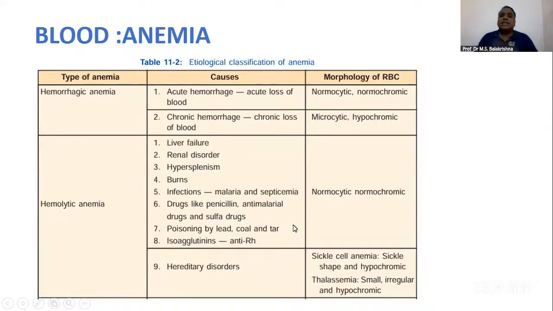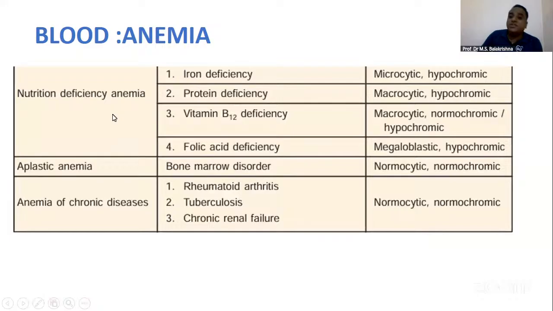Now in anemia, due to loss of blood, the hemoglobin content comes down. Various reasons are there: hemorrhagic anemia, loss of blood, and hemolytic, breakdown of RBCs. These are the causes you should know. Then nutritional deficiency anemia. This is the classification, and different types also you can call it. Nutritional deficiency anemia includes iron deficiency anemia, protein deficiency, vitamin B12, and folic acid.